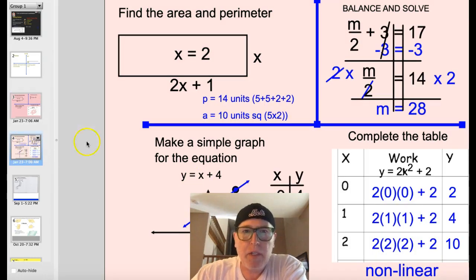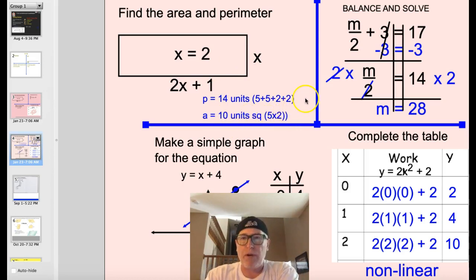All right. Well, area and perimeter, substitute in the 2 for the x, you would have 2 times 2 is 4 plus 1 is 5. So perimeter would be 5 plus 5 plus 2 plus 2, giving a total of 14 units. Multiply those together. 5 times 2, you would have 10 square units for your area.